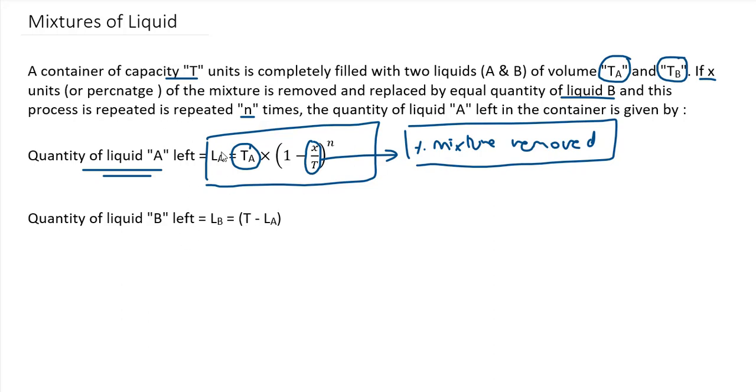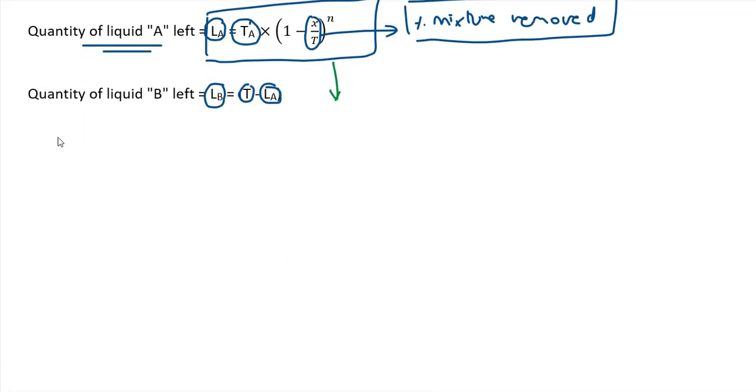So if we have the quantity of first liquid left in the container and we know the total capacity, then if we subtract the quantity of first liquid from it, we will get the quantity of second liquid in the container. Now let us see how we arrive at this formula. The total capacity of the container is T units and the quantity of liquid A in the container initially is TA. Now from this mixture of two liquids A and B, we are removing X units, or in other words we are removing X by T percentage of the mixture.